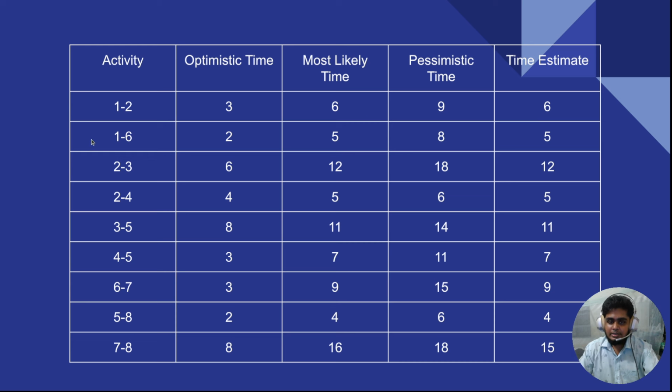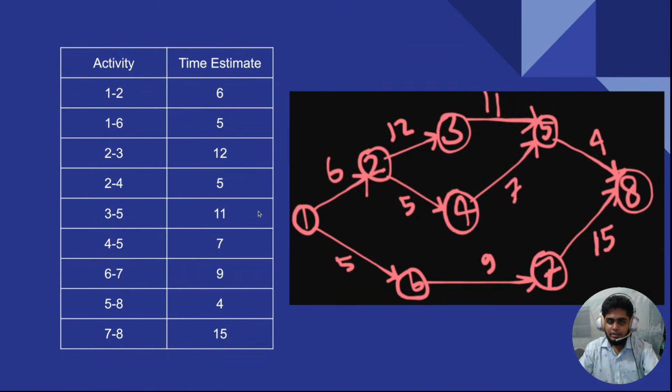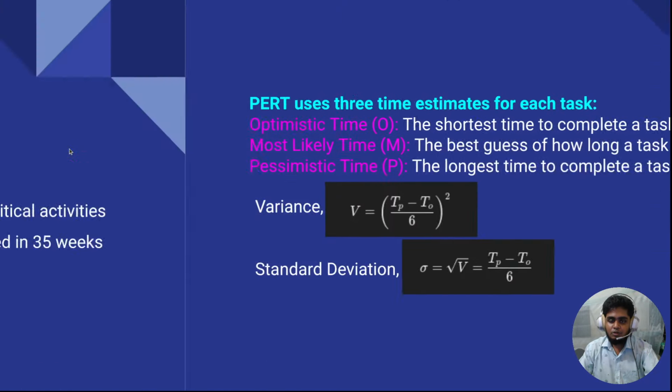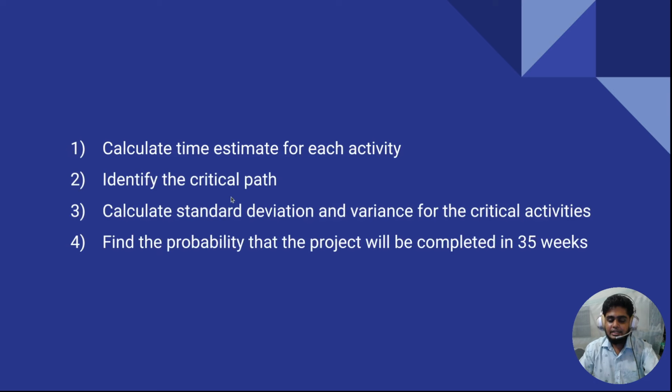For the second activity, 1 to 6, just use 2 plus 4 into 5 plus 8. After calculating the addition, divide it by 6, and you will get 5 here. And you have to follow all the other values in the same way. Okay, so after that, let's jump into the second question, which is to identify the critical path.